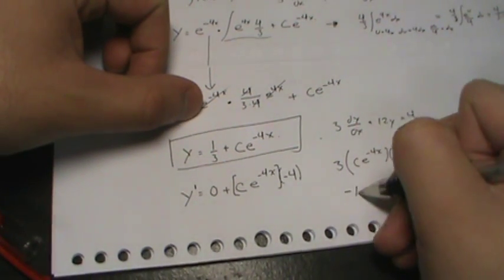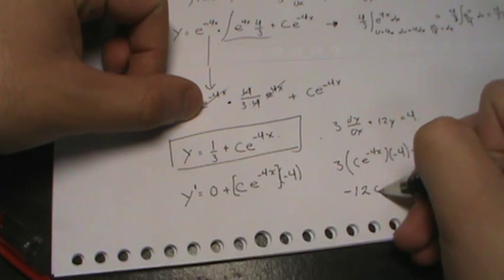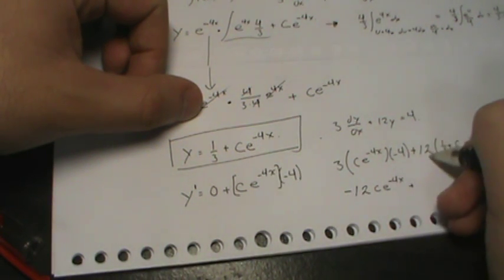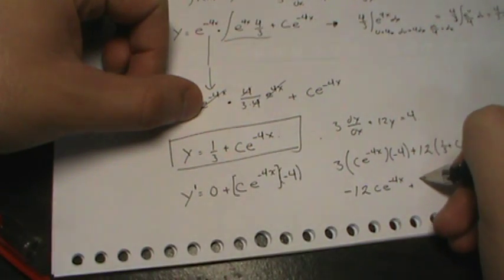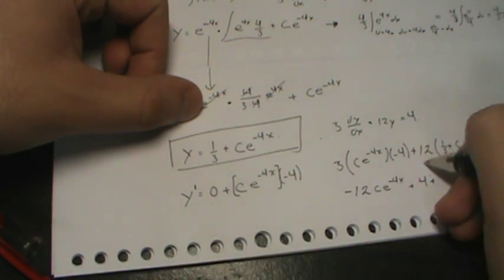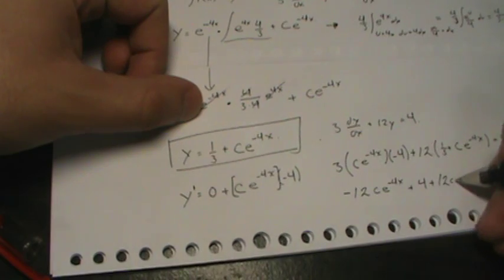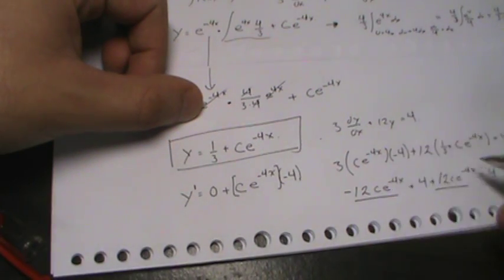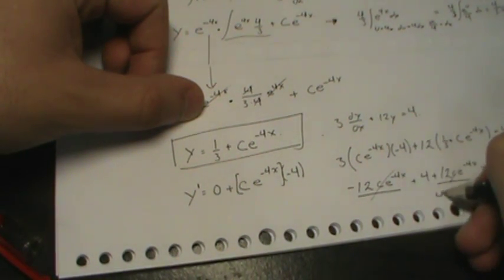Now we solve, so we have minus 12 c e to the minus 4x plus 12 over 3, which is 4, plus 12 c e to the minus 4x equals 4. These two terms are the same with different signs, so they cancel each other, and we have 4 equals 4.